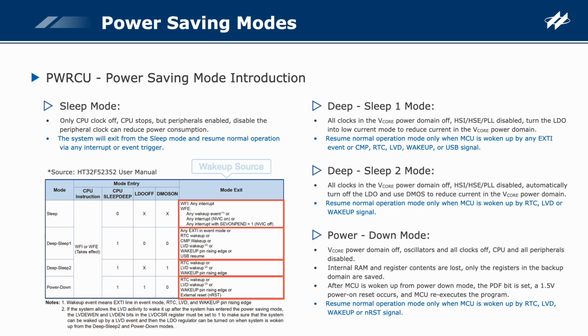The system will resume normal operation mode only when the MCU is woken up by RTC, LVD, wake-up or NRST signal. It is noted that when exiting from deep sleep mode, the HT32 MCU will first use HSI as the system clock until the initial clock source used before entering deep sleep mode stabilizes. In addition, a 1.5 volt power on reset will occur soon after the system is woken up from power down mode, and the HSI oscillator will be used as the system clock at this time.